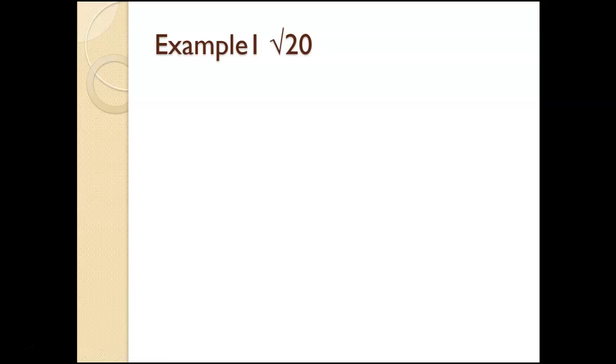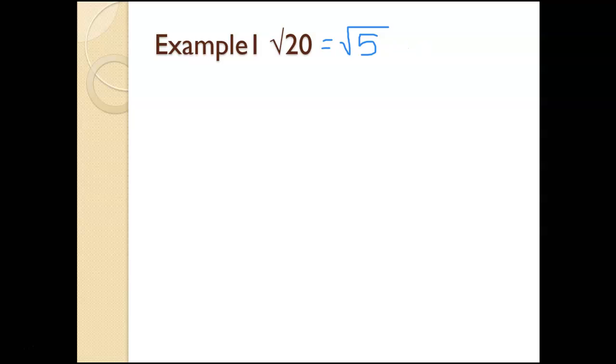Okay, so example 1, the square root of 20. Two numbers that multiply to give you 20 are 5 and 4. So you take the number, you break it down. Step 2 is to look at those factors. So the factors are 5 and 4.